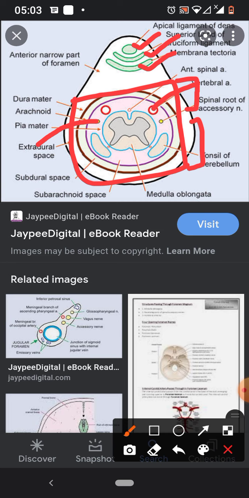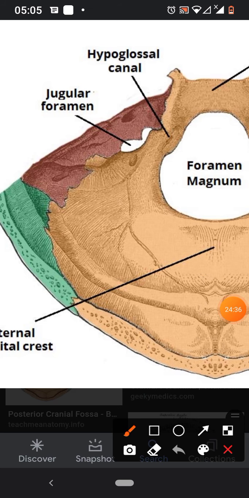So I have found another beautiful picture for you which is showing you the Hypoglossal Canal, the Jugular Foramen, and the Foramen Magnum. Now we will study the structures which are passing through the Hypoglossal Canal. From the hypoglossal canal, a very important nerve, the hypoglossal nerve, is passing. So very easy to memorize: the nerve with the same name is passing through the canal.